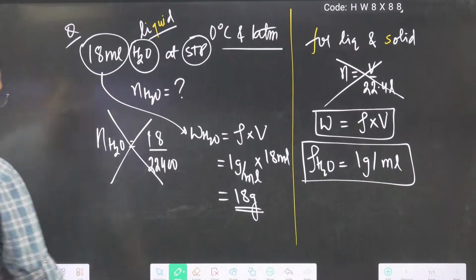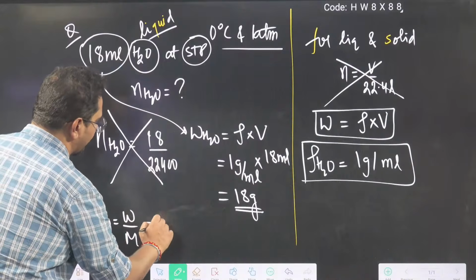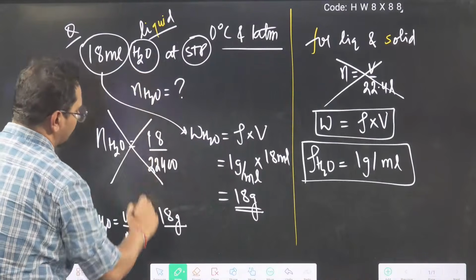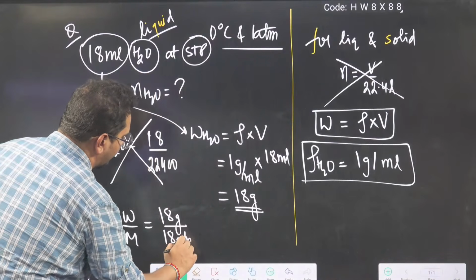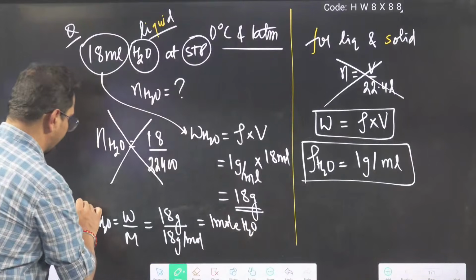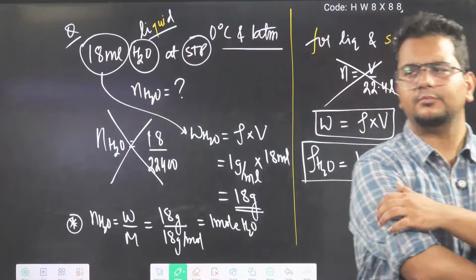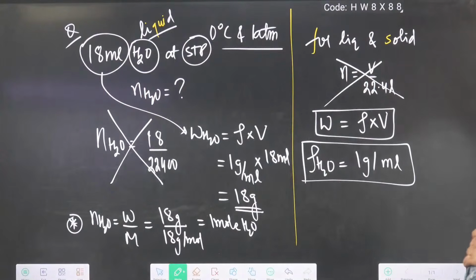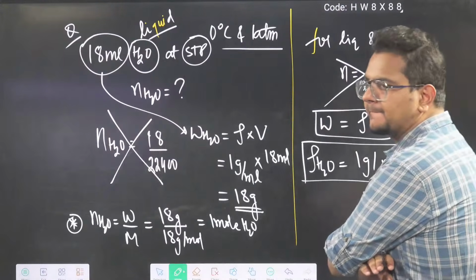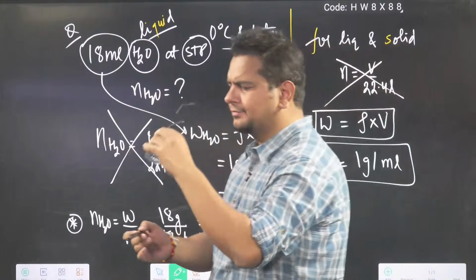So once you got the weight, you can find the moles also. Moles of water will be given mass by molar mass. That is 18 gram by, what is the molar mass of water? 18 gram per mole. So this will come out to be 1 mole water. Is this thing clear, bhaiya?